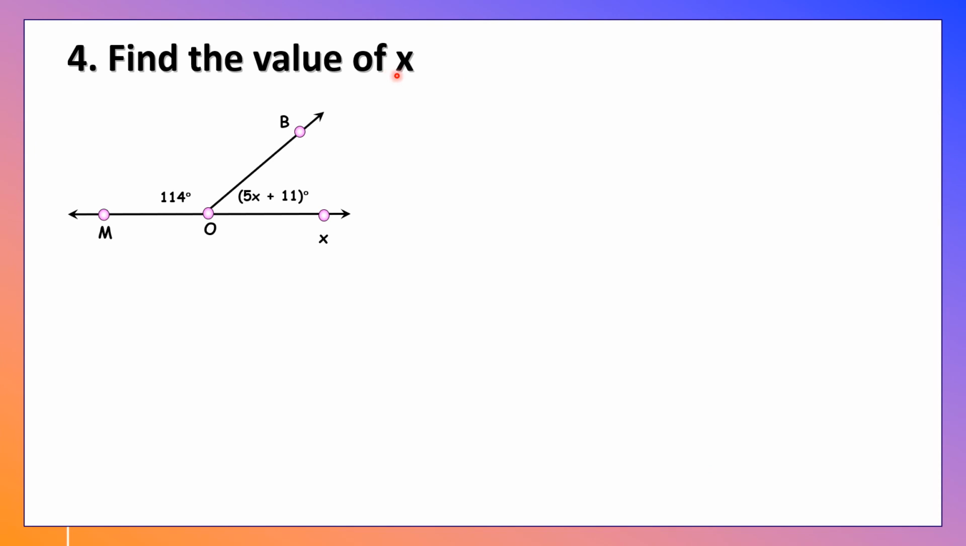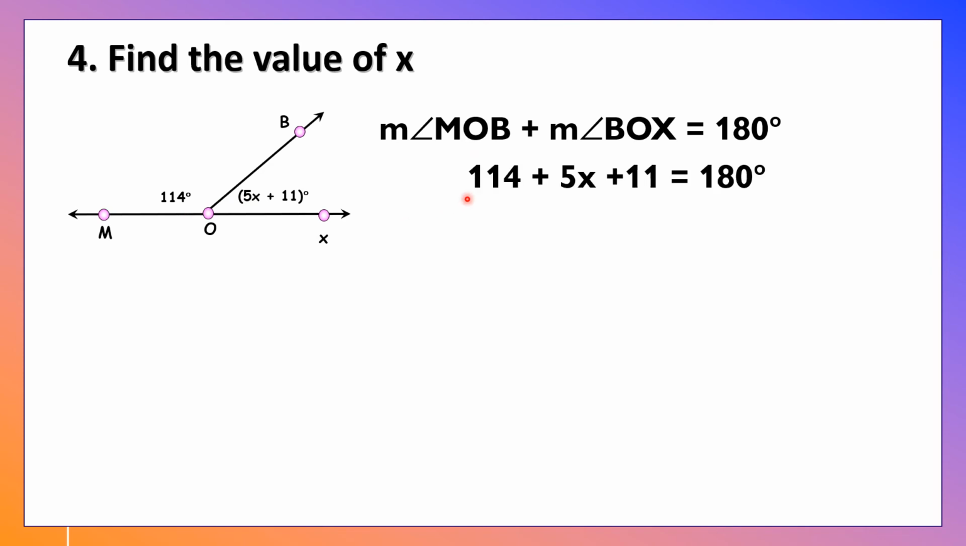Next, find the value of x. Angle MOB and angle BOX are adjacent angle. Linear pair din ito and supplementary. So since supplementary siya, so the sum is 180 degrees. So the measure of angle MOB plus the measure of angle BOX, so itong dalawang angle na to, this is equal to 180 degrees. So the measure of MOB is 114.